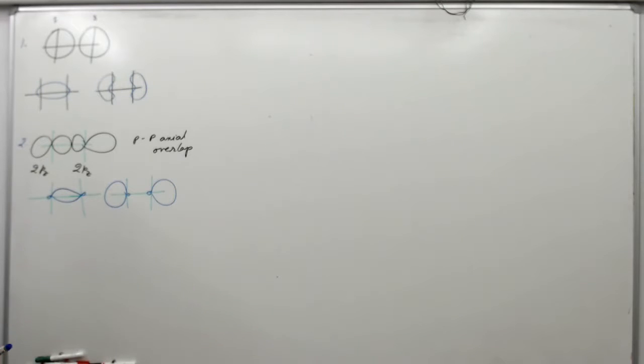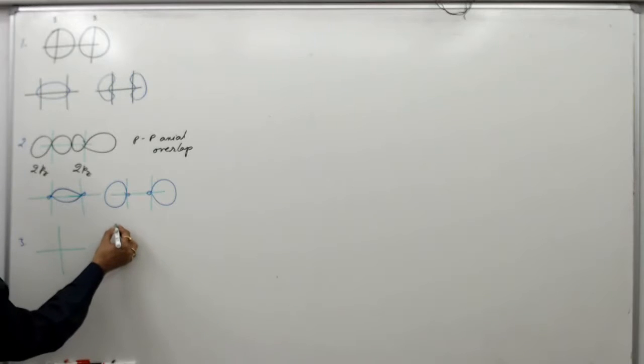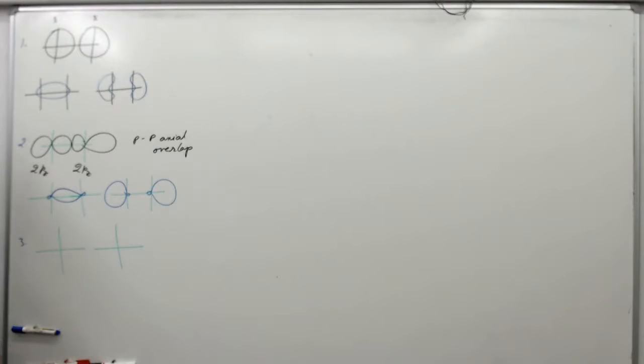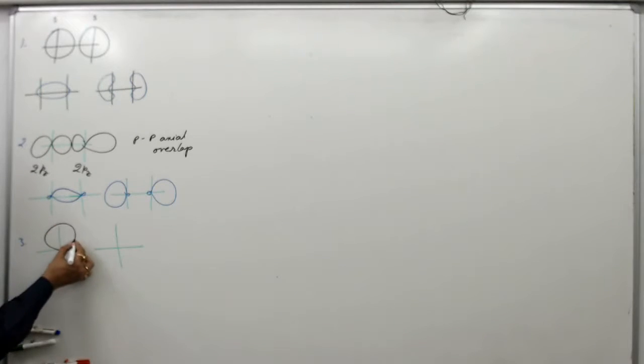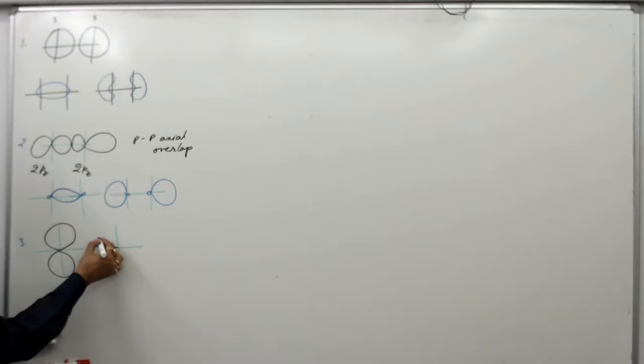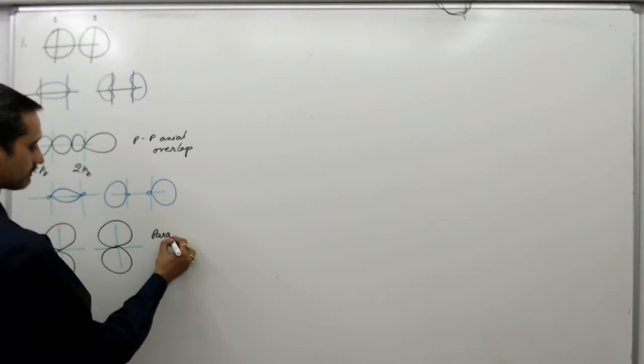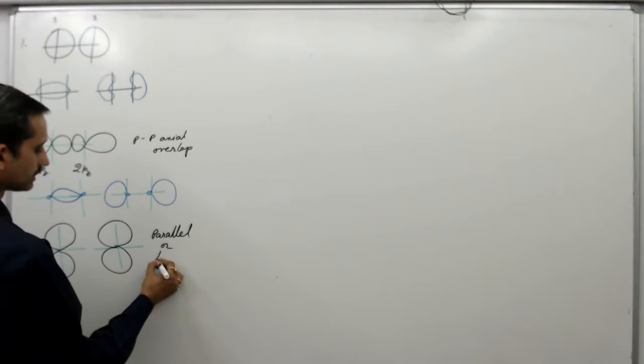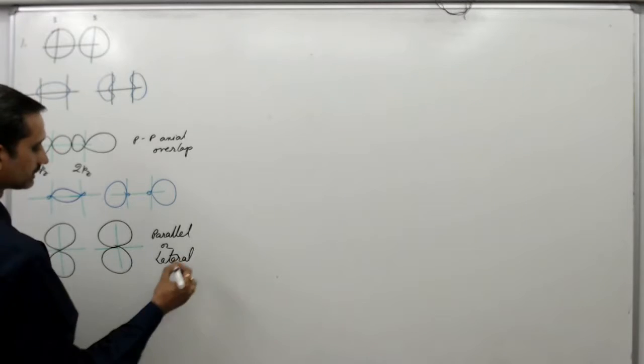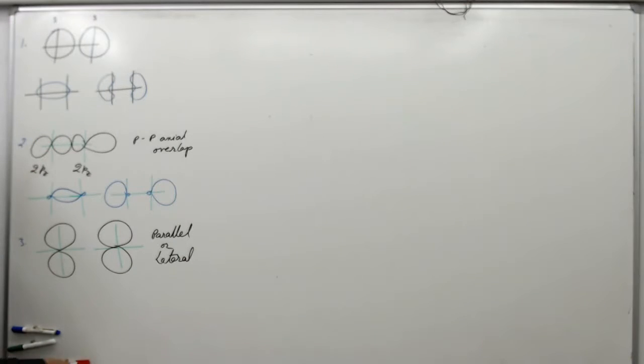Now we can talk about the third overlap. This is going to be the overlap of a p orbital with a p orbital, and that is going to be the parallel overlap. If we talk about the parallel overlap, we are going to have the orbital. One orbital is like this. This is what we call parallel or lateral overlap. Here we are going to have the overlap in this manner.